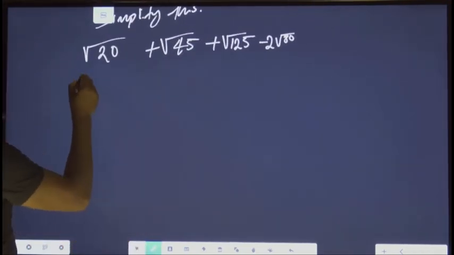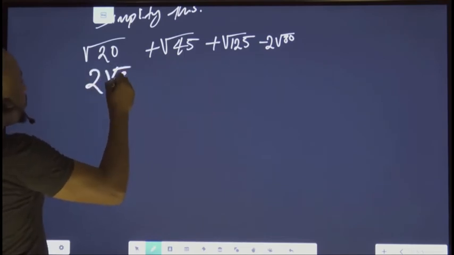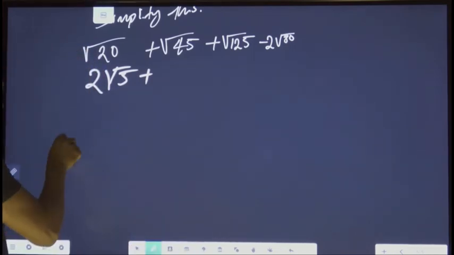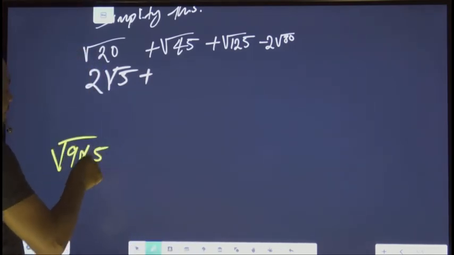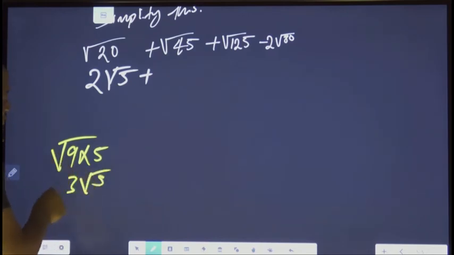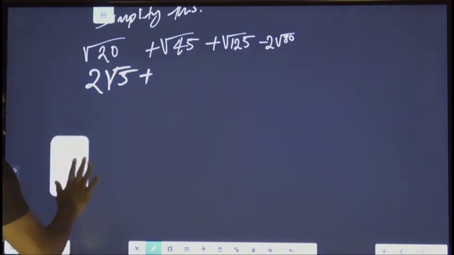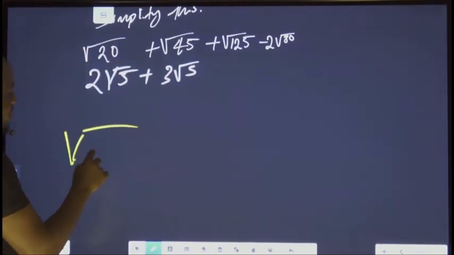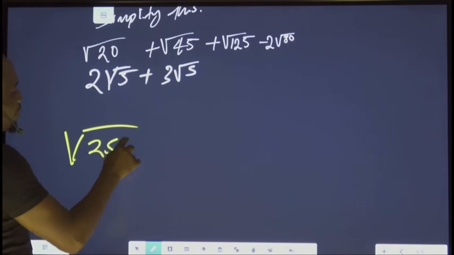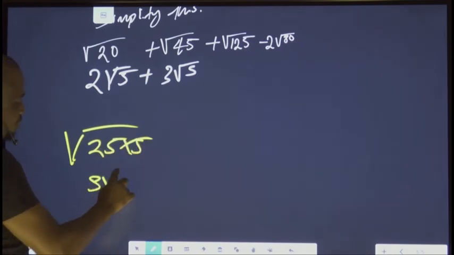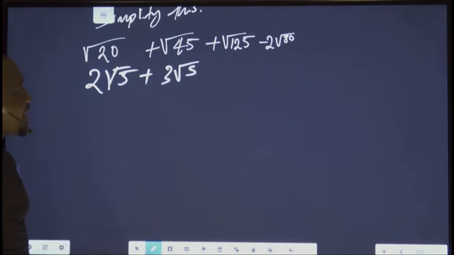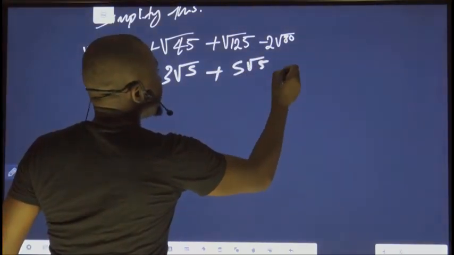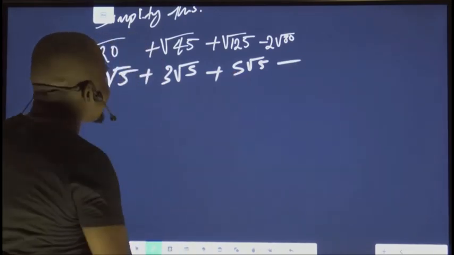So this one is 2 square root of 5 plus, this is the square root of 9 multiplied by 5, which is 3 square root of 5. Then 125 is 25 multiplied by 5, which is 5 square root of 5. We therefore say this is 5 square root of 5 minus, what about this?